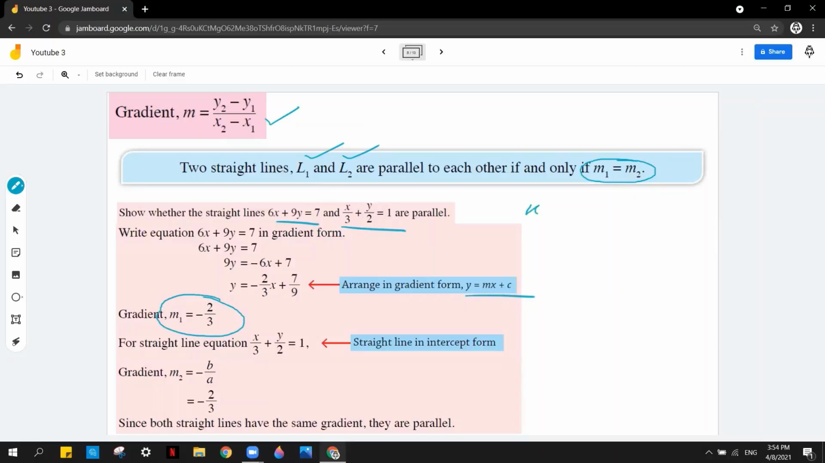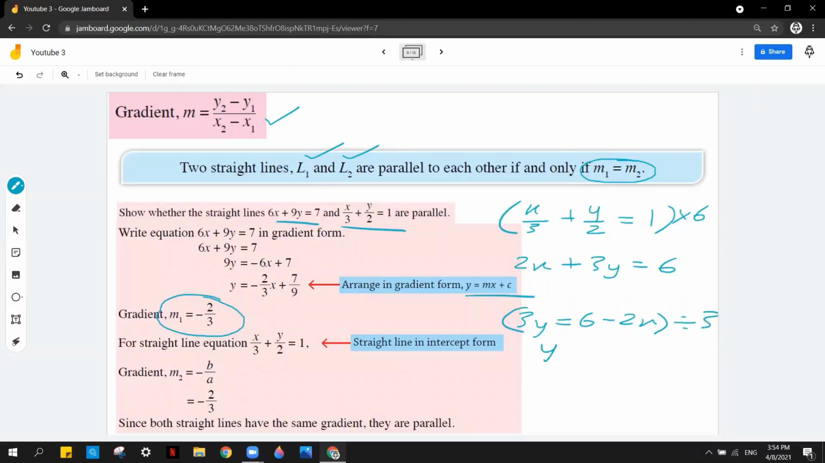Very simple. We have x/3 plus y/2 equals 1. So I multiply this whole thing by 6, and we get 2x plus 3y equals 6. Rearrange it: 3y equals 6 minus 2x, and divide the whole thing by 3. So we get y equals 2 minus 2/3x. You notice here the gradient is -2/3. It's as simple as that. It's easy to observe.